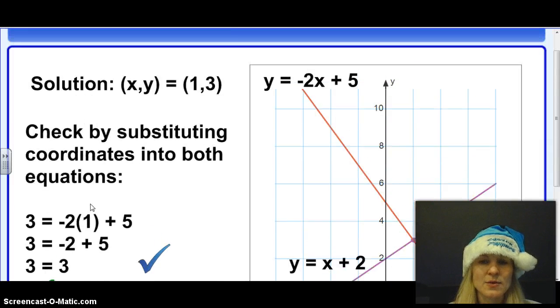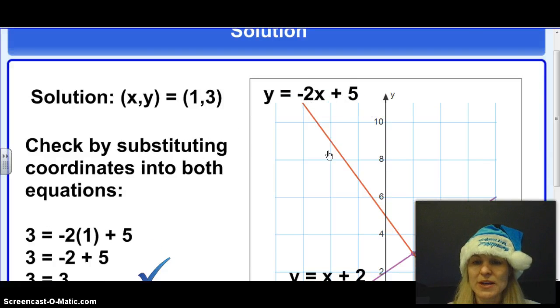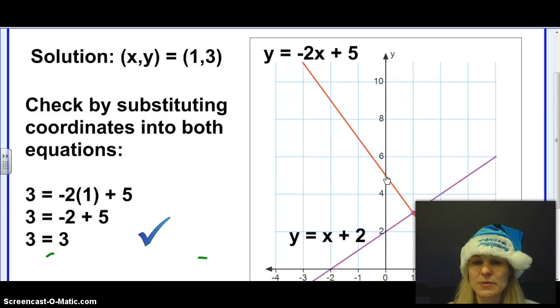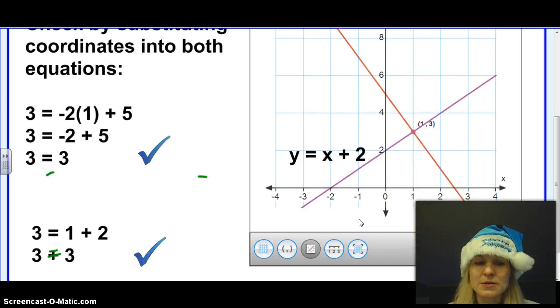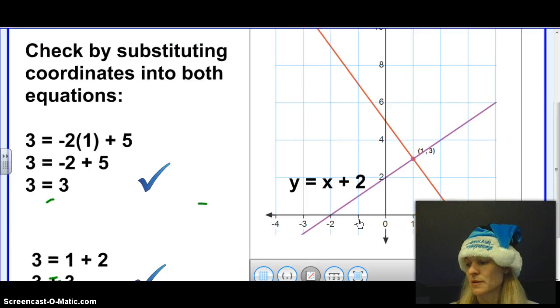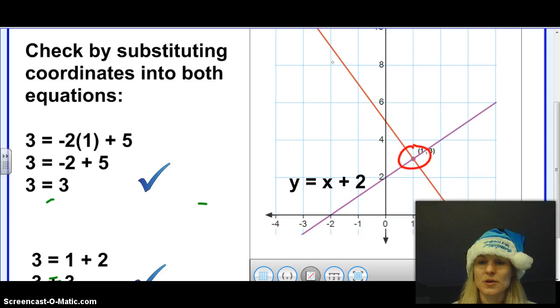So you can see we have y equals negative 2x plus 5. So here's my y-intercept of 5. Slope is negative 2, down 2 over 1. And then we have y equals x plus 2, y-intercept of 2, up 1 over 1. So you can see these two lines intersect in one place. So this intersection here is called the two lines' solution.